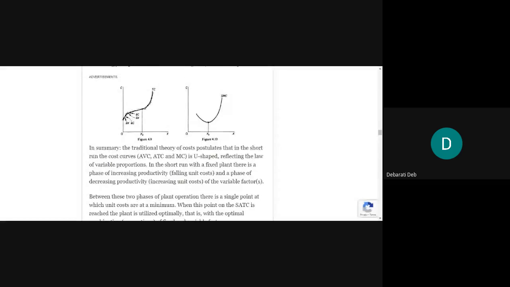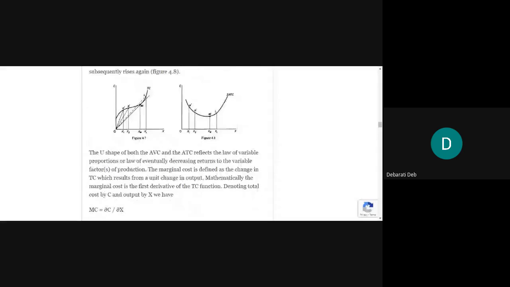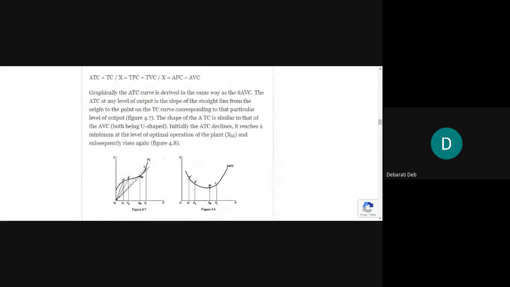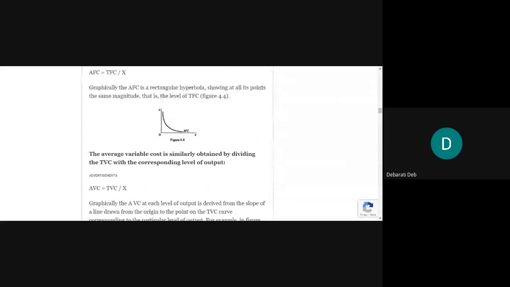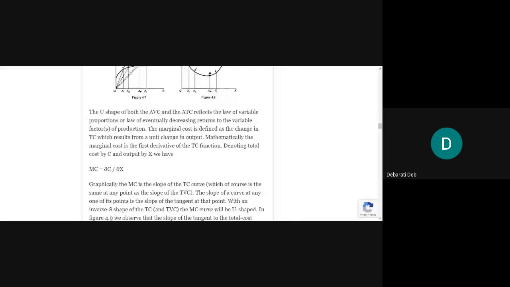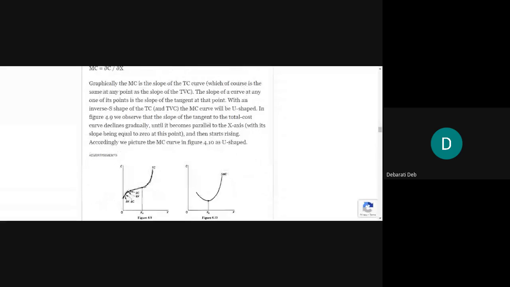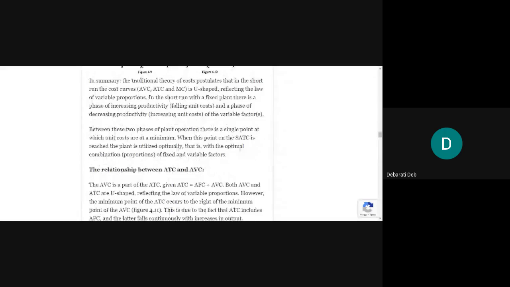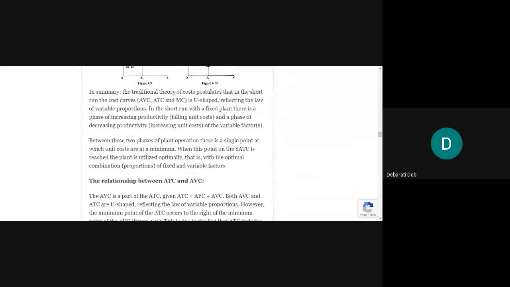And then the curves we saw that they will be U-shaped. MC, ATC and AVC will be U-shaped. Then your AFC will have the shape of a rectangular hyperbola. Then I told you that if you are asked to draw it in a single diagram, you will draw all of them and then explain whatever was written out there. I'll give you straight away questions, so that you can understand what type of questions can come. And finally, you will write a summary of all the traditional theory of costs, different types of costs.